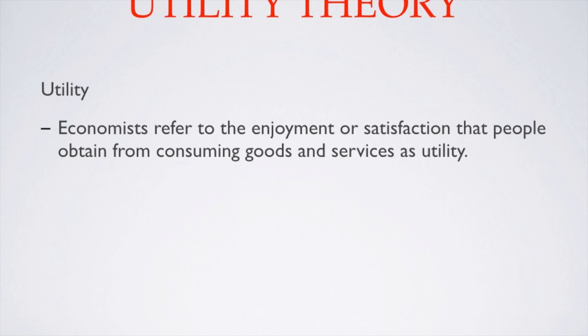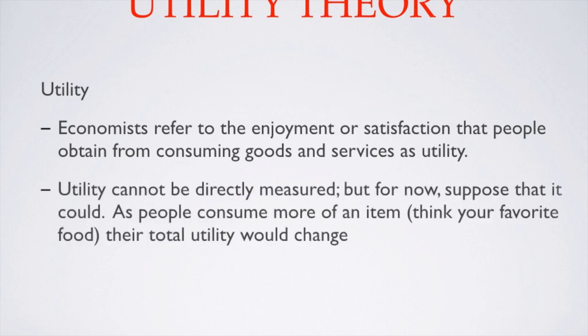We have used the term constrained optimization in our class, where consumers will generally strive to optimize their utility with a combination of goods and services they choose to buy given their budget constraints. Economists refer to the enjoyment or satisfaction that people obtain from consuming goods and services as utility. Utility cannot be directly measured, but for now, suppose that it could.